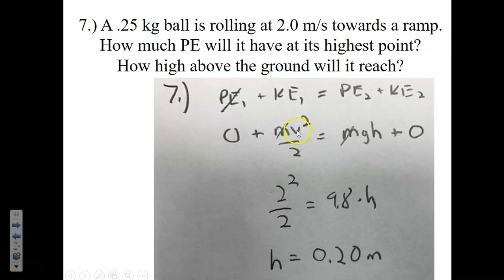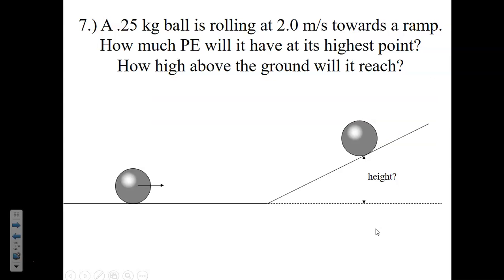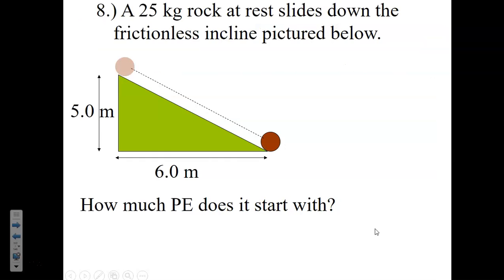So plugging in, our velocity is 2. So 2 squared over 2 equals gh, because we cancel out our m. So 9.8 times h. We get our height is equal to 0.2 meters. So that's conservation of energy. When I give you a problem on a test or the homework, it's going to look pretty similar to this or the next one. I'm not going to be expecting you to think too far out of the box.